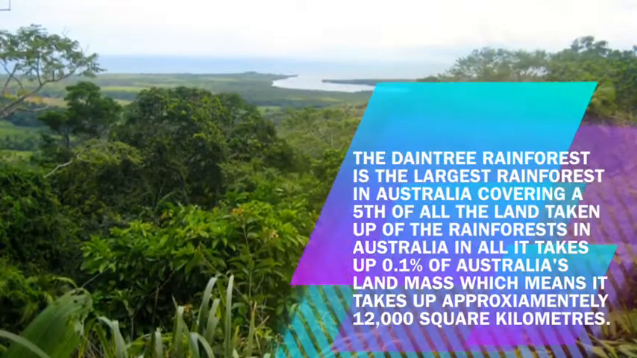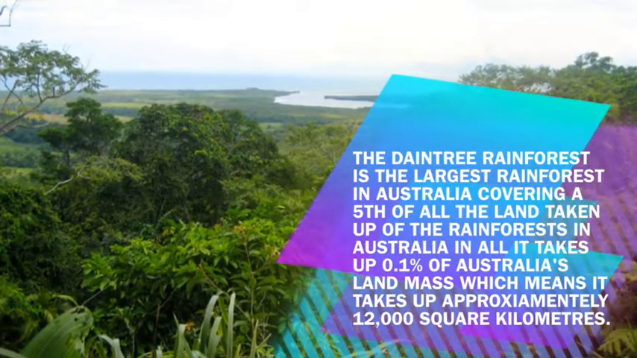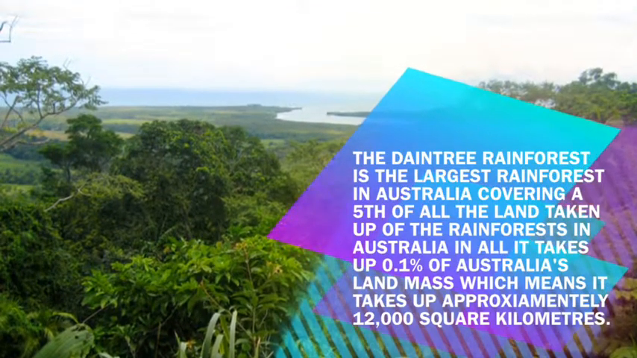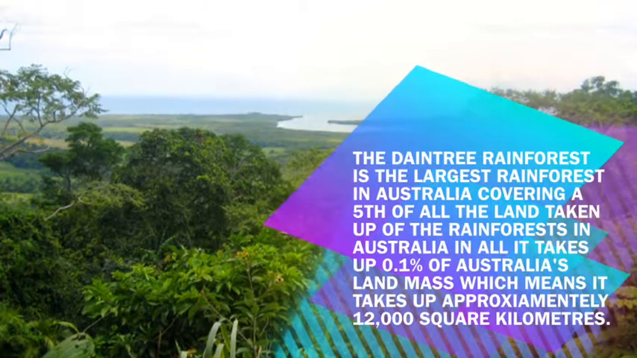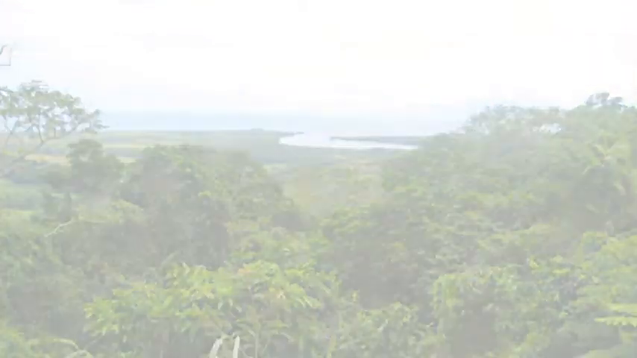The Daintree Rainforest is the largest rainforest in Australia, covering a fifth of all the land taken up by rainforests in Australia. In all, it takes up 0.1% of Australia's landmass, which means it takes up around 12,000 square kilometres.